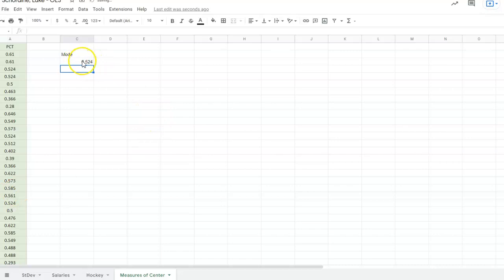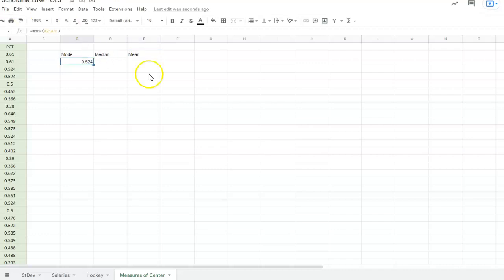The mode is 0.524. That's the number that appears the most number of times. You can do that same thing with the average and the median, respectively. I'm not going to walk you through that because it's just 3 different formulas. And you're going to label them here. You can label this one as median, and you're going to label this one as mean.